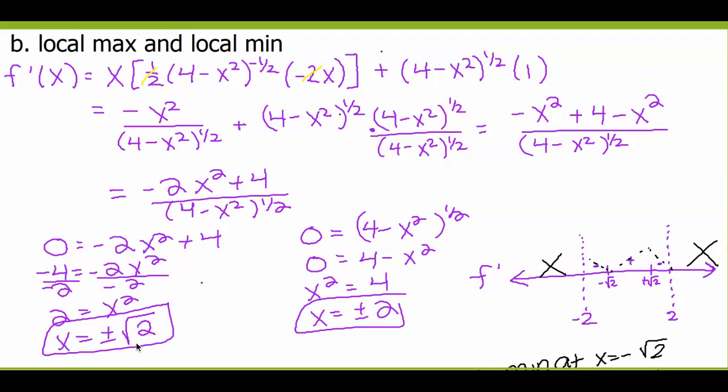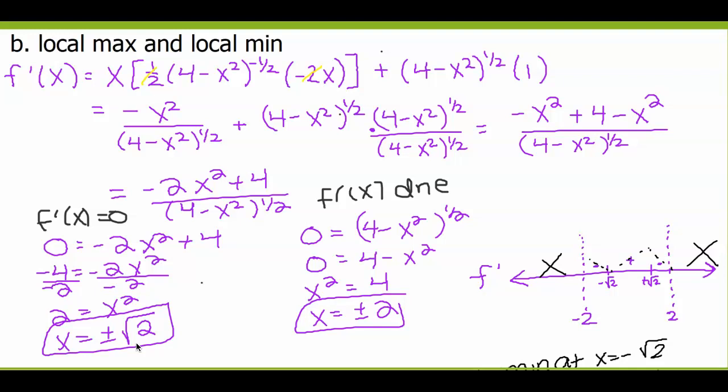And then we also have to set our denominator equal to 0, and we get x equals plus or minus 2. And again, those denominator points are the points at which f prime of x does not exist. And these are the points at which f prime of x equals 0. Both of these are critical points of interest to us.